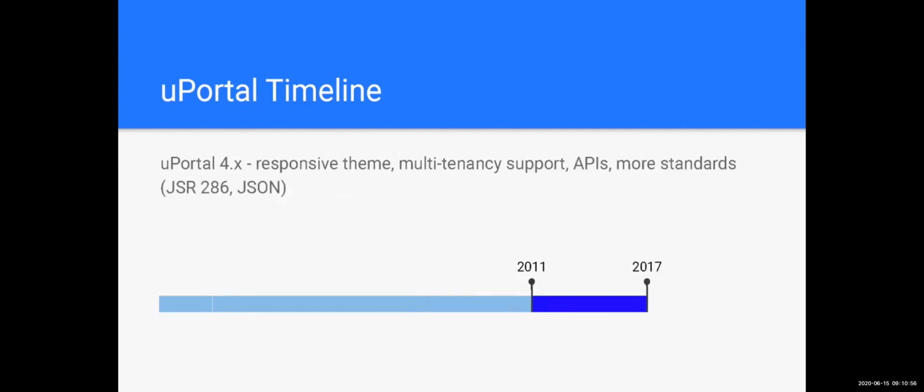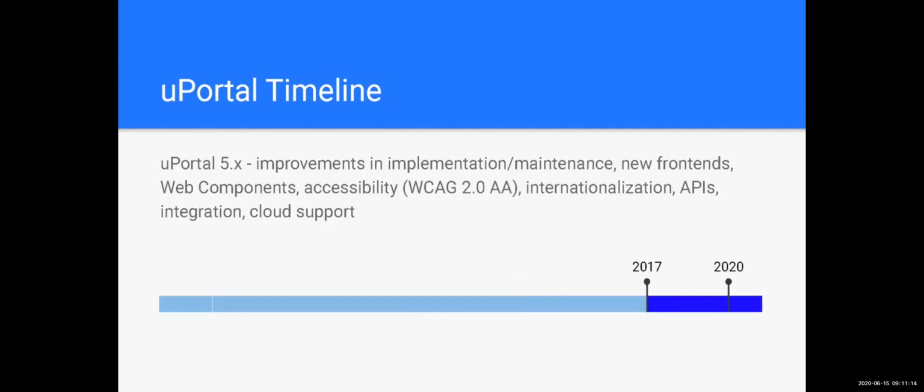The start of uPortal's second decade saw the development of the uPortal 4 series, with a new responsive design that worked great on all types of devices, multi-tenancy support, and an increase in the number of APIs available for integration and innovation. uPortal 5 was released 3 years ago, and the project has continued to see innovations on the front end and the back end, including implementing web components and improving cloud deployment support.